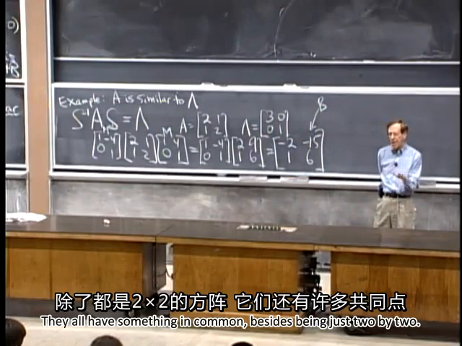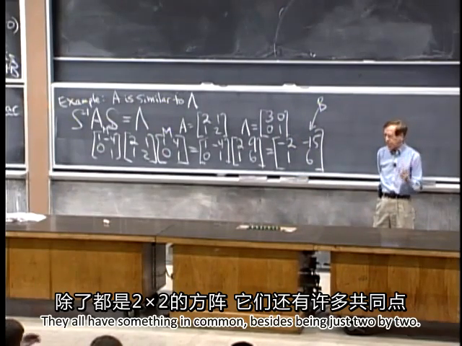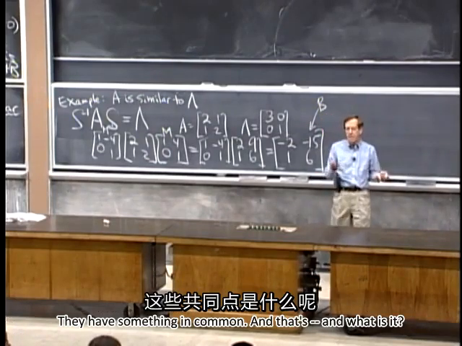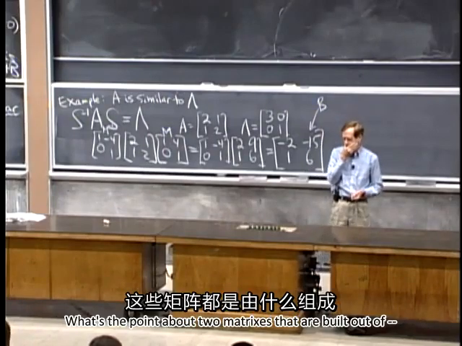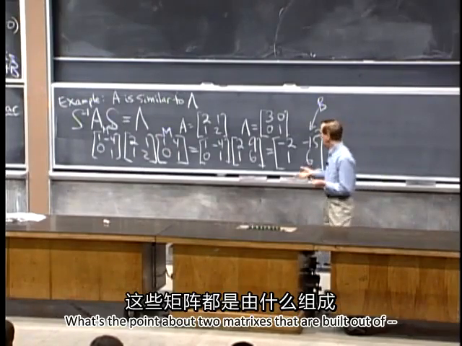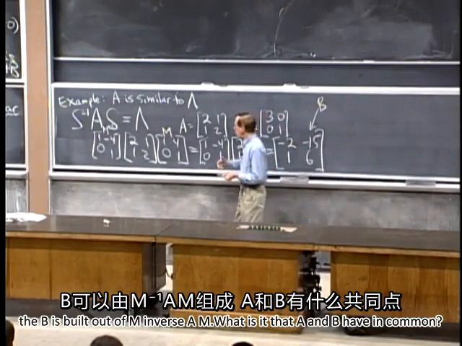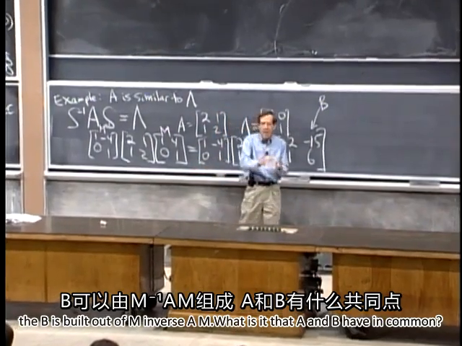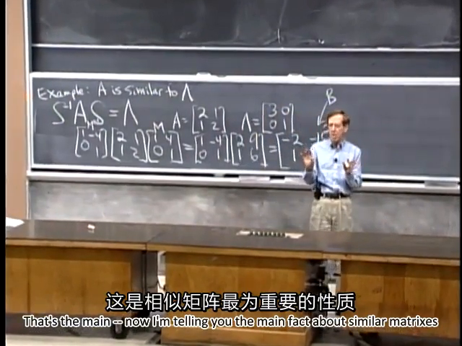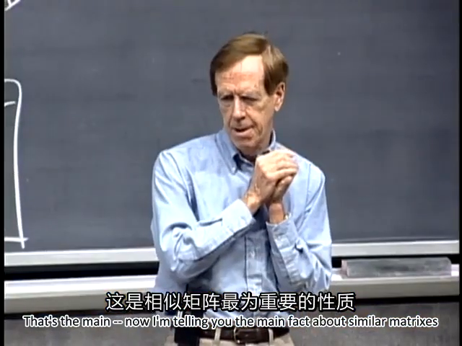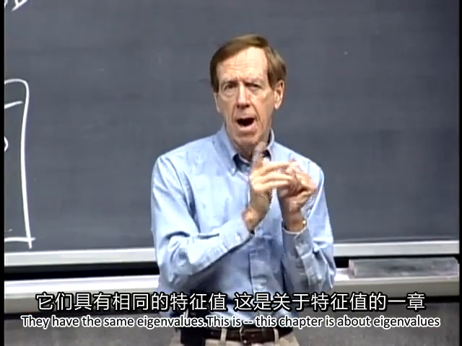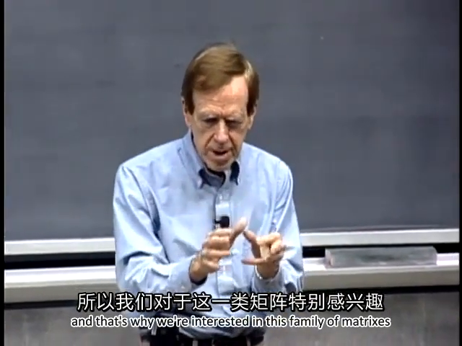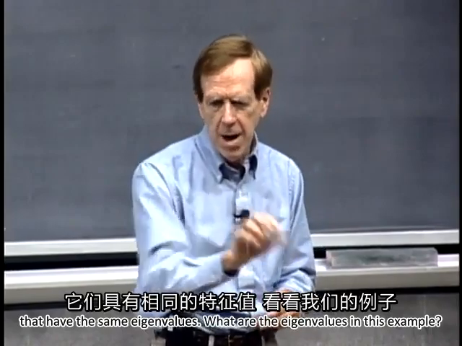They all have something in common, besides being just 2 by 2. What is the point about two matrices where B is built out of M inverse AM? What is it that A and B have in common? Now I'm telling you the main fact about similar matrices. They have the same eigenvalues. This chapter is about eigenvalues, and that's why we're interested in this family of matrices that have the same eigenvalues.